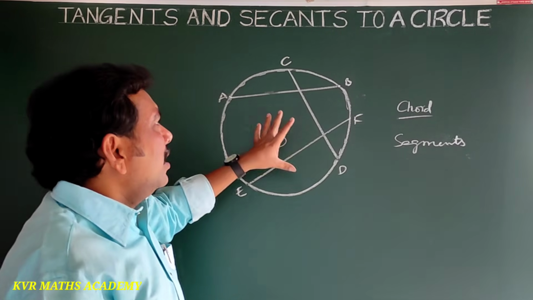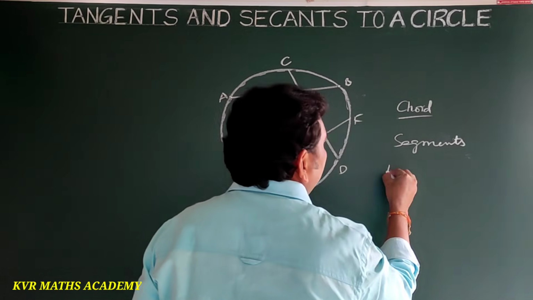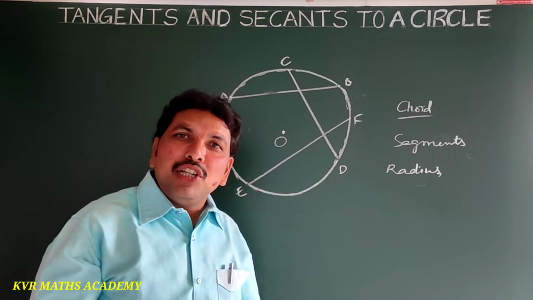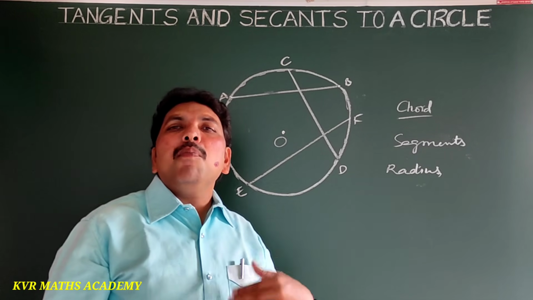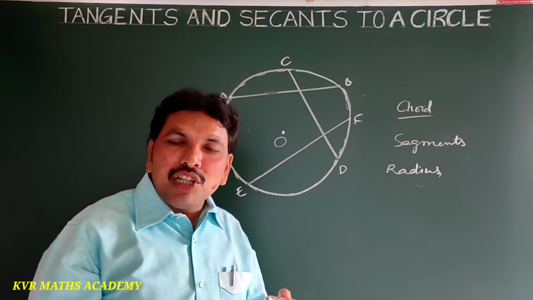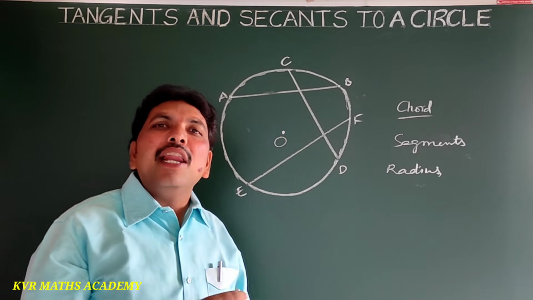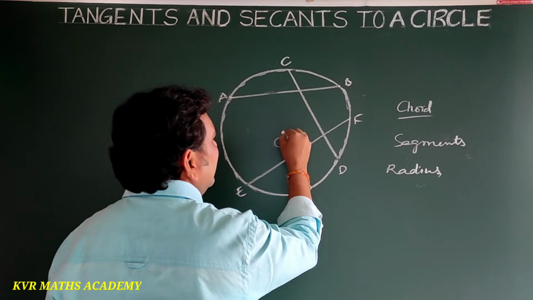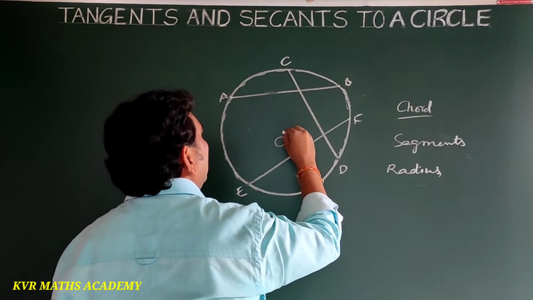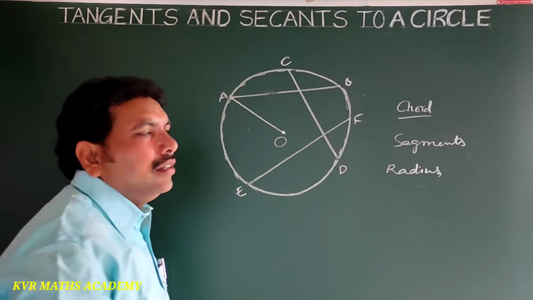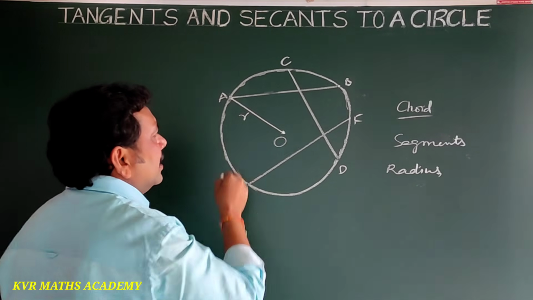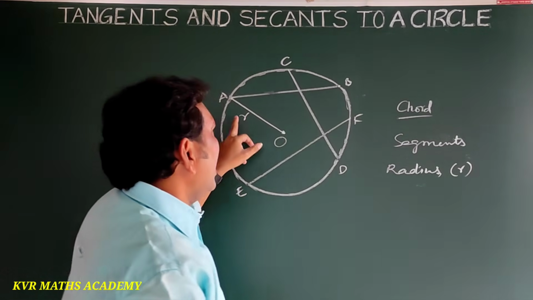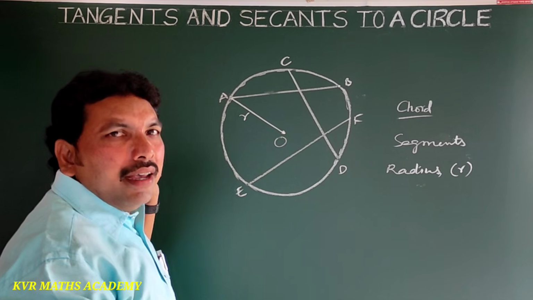Right? Yes. Look here. Next, what is a radius? The line segment which is joining the center of the circle to any point on the circle is called a radius. Look here, suppose this is the center of the circle, O. Suppose I have joined OA. So this is a radius. It is shown by small r. OA is a radius.